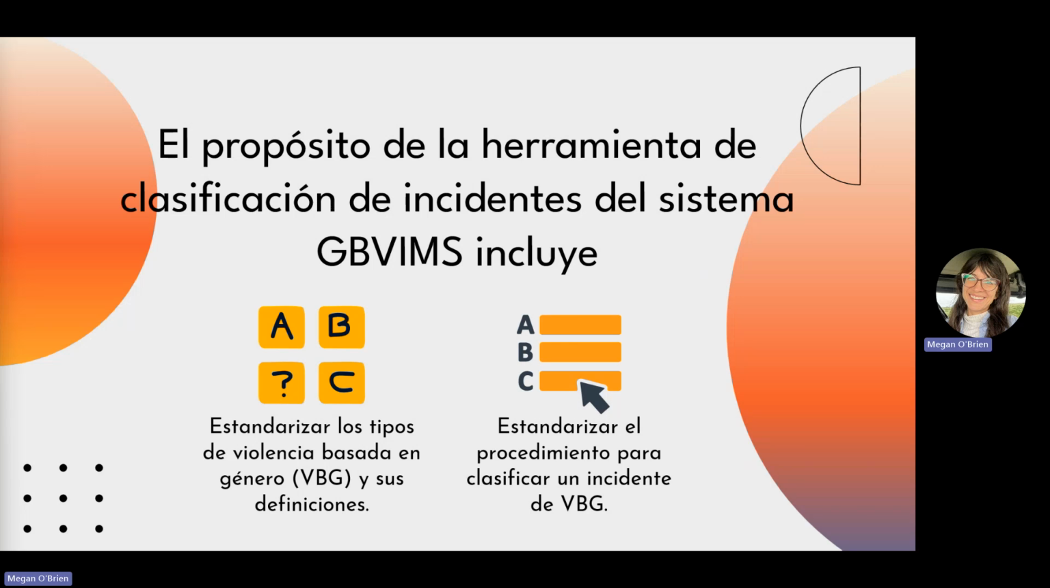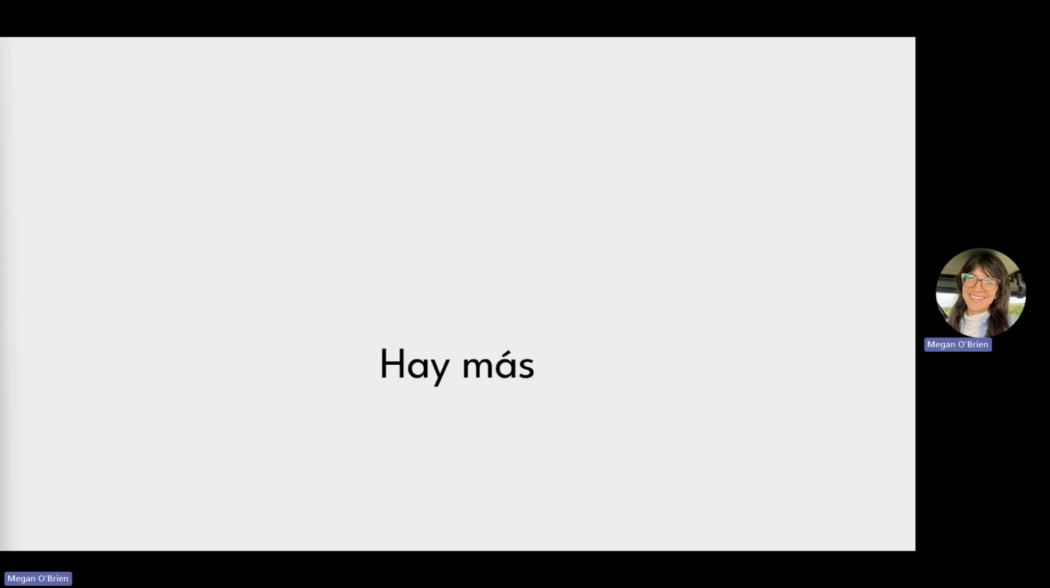What do we need for standardization to work with incident classification? We need to standardize the types of GBV and their definitions. We also need to standardize the procedure for classifying an incident of GBV. If we just have one of those and not the other, we're not standardizing. So the point here is that there are 2 steps to standardization: type and definition, and the process of classification. And there's more.